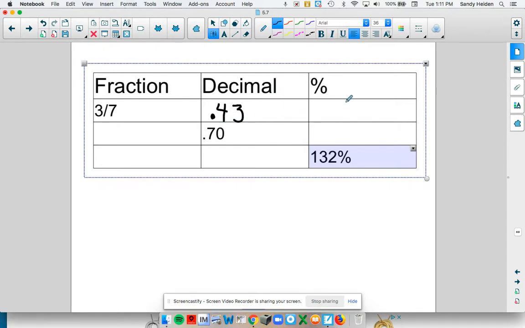So to get it to the percent, I've got to slide 2 to the right. I always write my percents funny. I'll try and write them more like this. All right, this one we're starting with a decimal, so this way is easy. 1, 2, that'd be 70%.